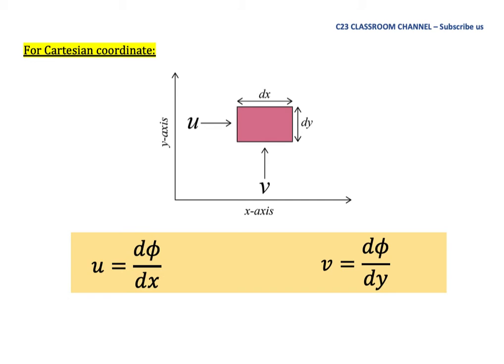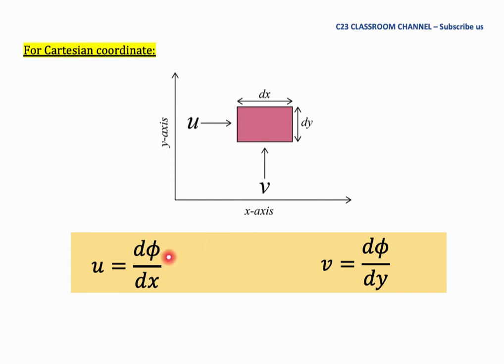So now we are going to write an equation for phi for Cartesian coordinates. What you need to do is draw a diagram like this. This is the x-axis and this is the y-axis. We have a rectangular element here, where the width is dy and the length is dx. This is the velocity in the x direction, and this is the component velocity in the y direction.